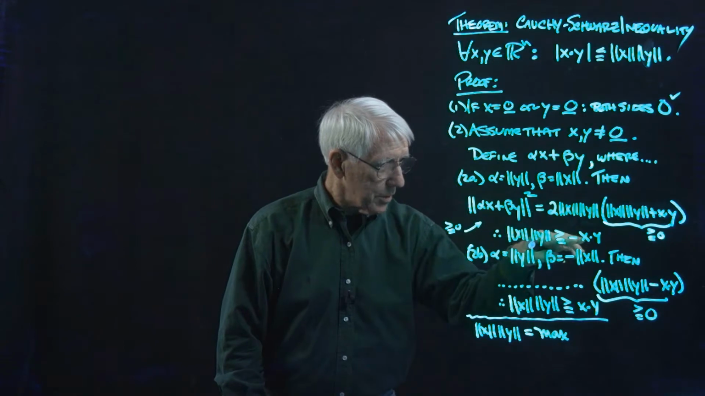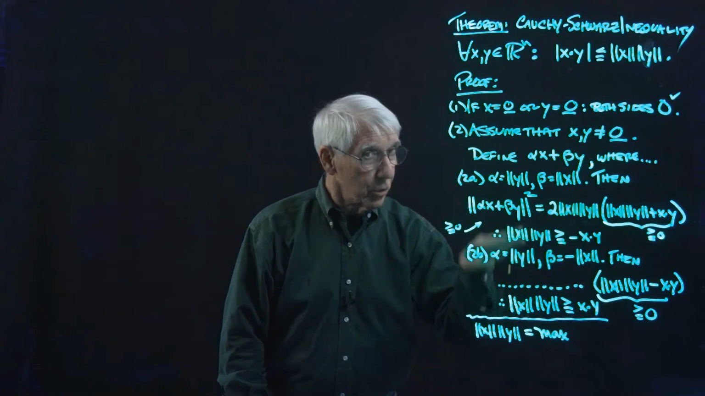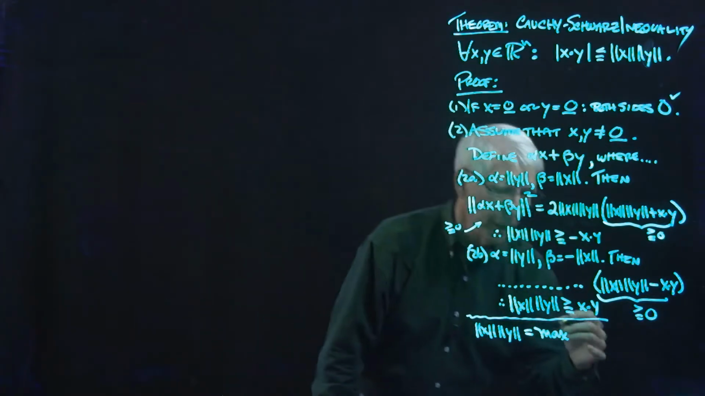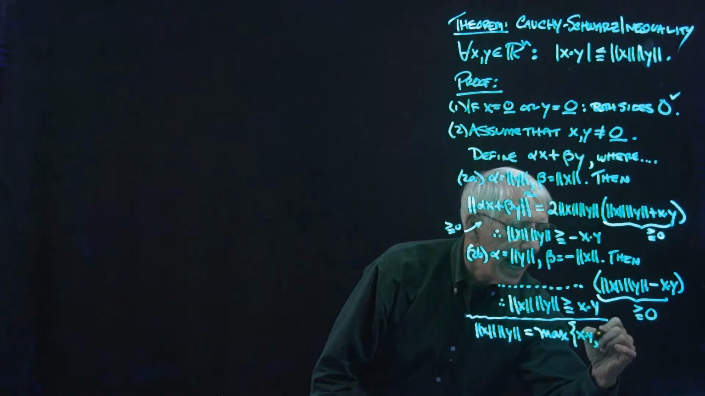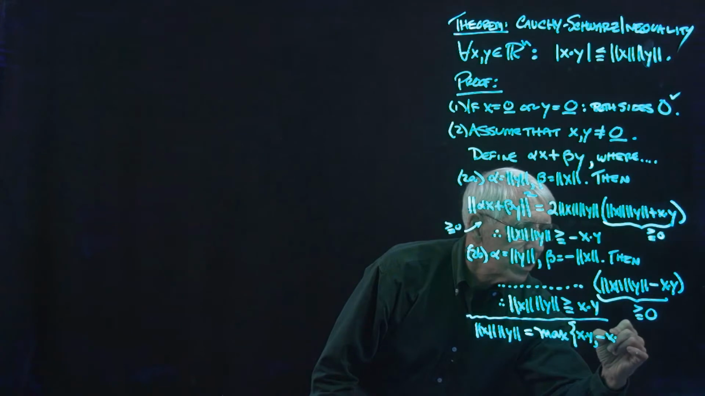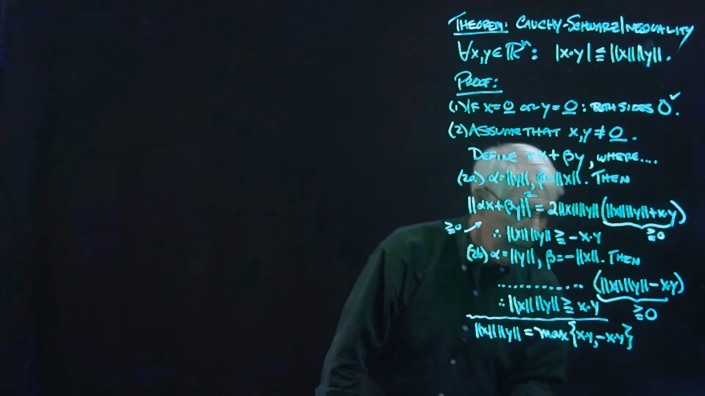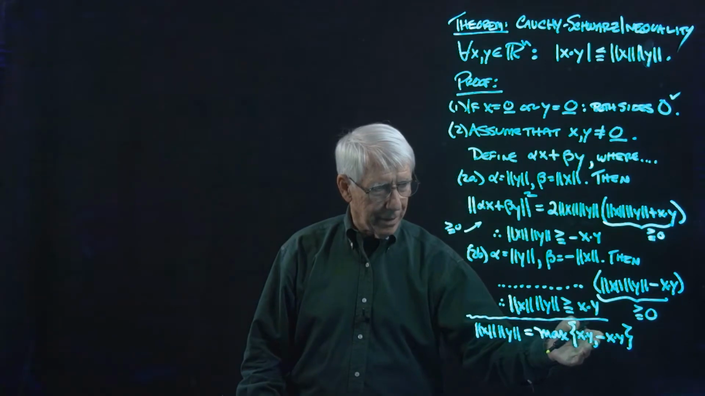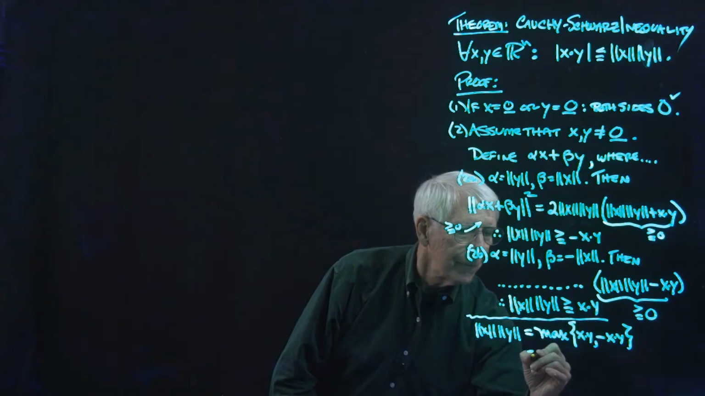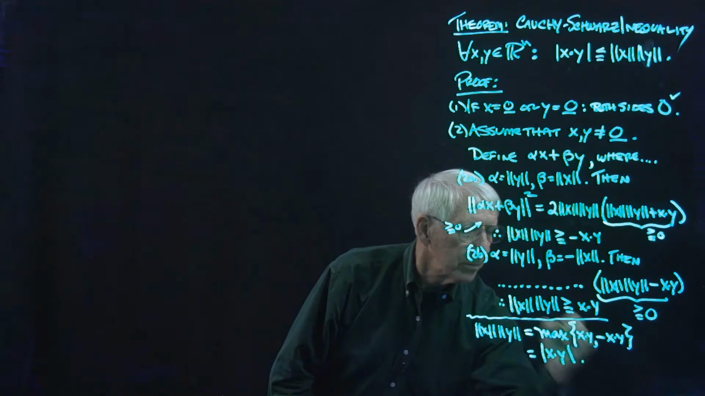And so this is greater than or equal to both of them, so it's greater than or equal to the positive one. So this is greater than or equal to the maximum of x dot y and minus x dot y. And of course, the maximum of a number and its negative is just the absolute value of that number.